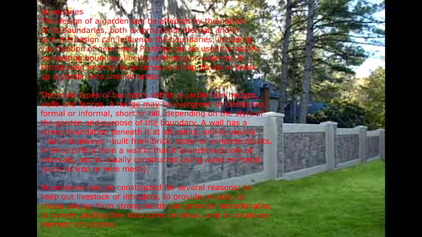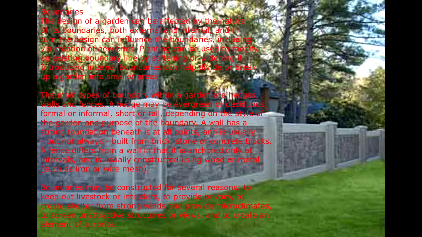Number 3. Boundaries: The design of a garden can be affected by the nature of its boundaries, both external and internal, and in turn the design can influence the boundaries, including via creation of new ones. Planting can be used to modify an existing boundary line by softening or widening it. Introducing internal boundaries can help divide or break up a garden into smaller areas. The main types of boundary within a garden are hedges, walls and fences.